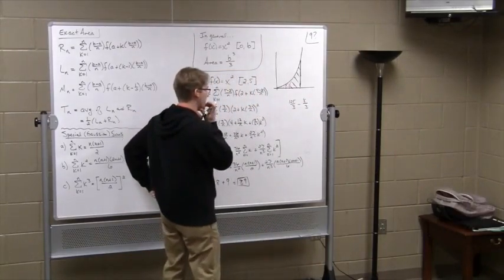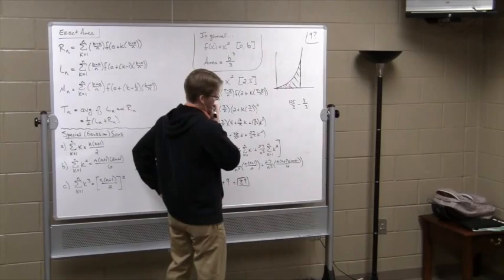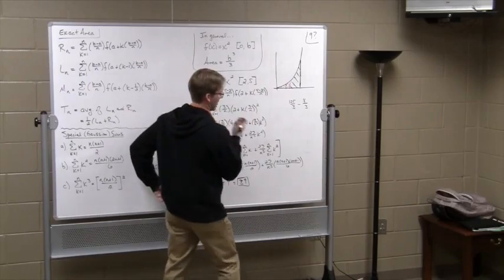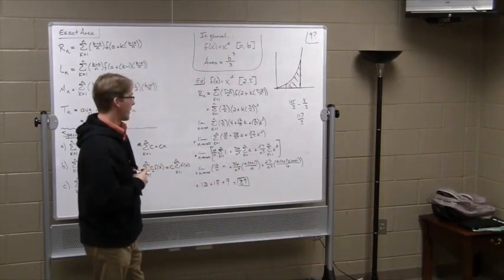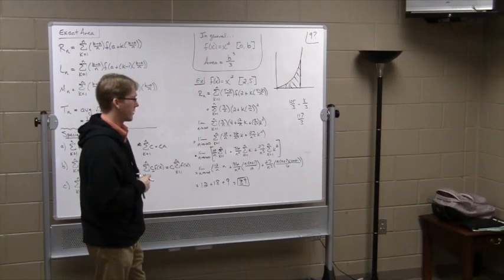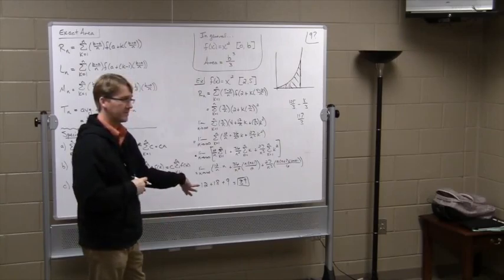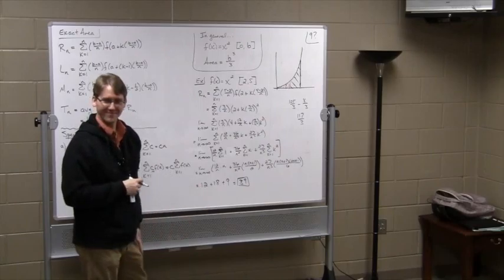What's that going to be? 117 over 3. 3 goes into 11 3 times, with a remainder of 2. 3 goes into 27 9 times, 39. Aw, man.